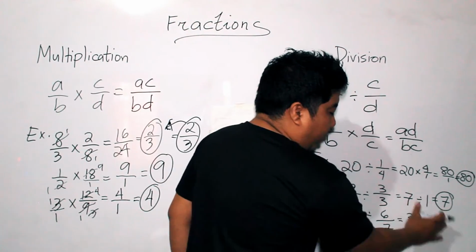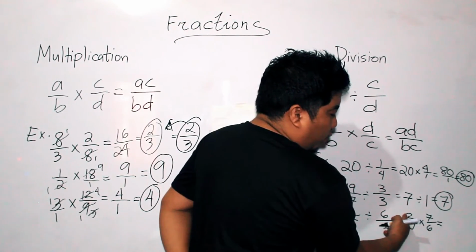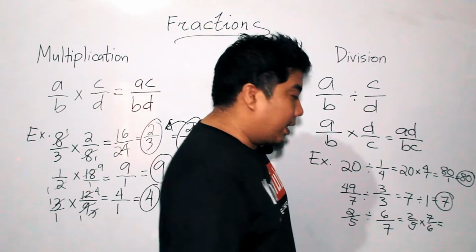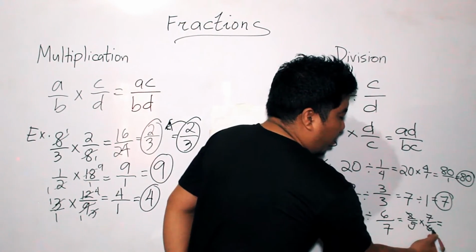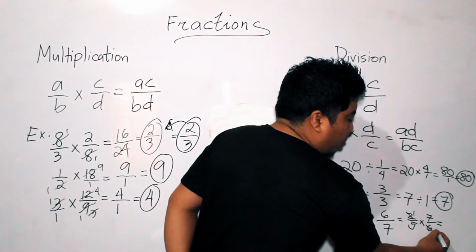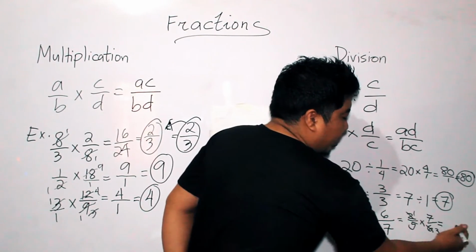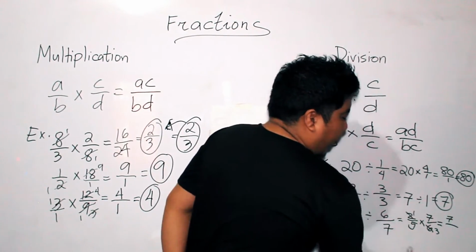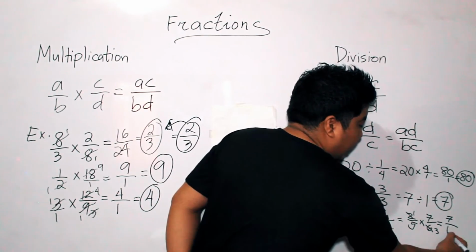So, what's next here is we can see that 2 and 6 can be cancelled out by 2. So, therefore, we divide 2 by 2, that is 1. We divide 6 by 2, and that is 3. So, 1 times 7, that is 7. And 5 times 3, that is 15.